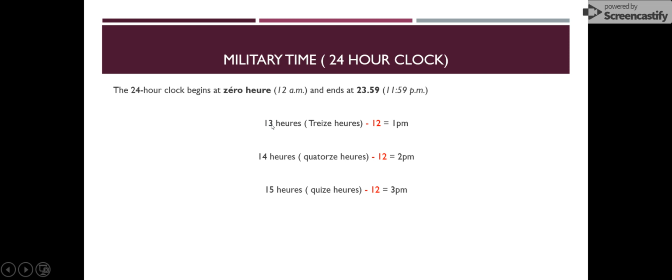How do we get the 13? It's 1 p.m. plus 12. So 13 heures minus 12 is 1 p.m. This is how you do the military time. You add 12 to the 12-hour clock. So 2 p.m. will be 14 heures. 3 p.m. will be 15 heures.